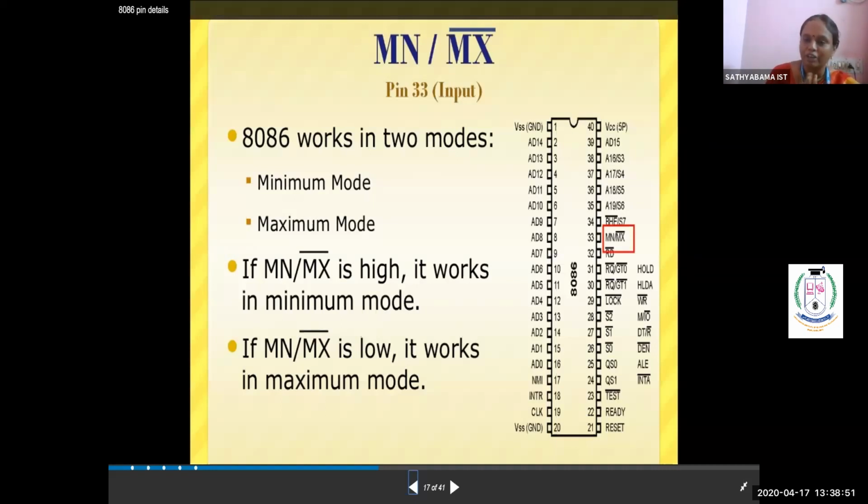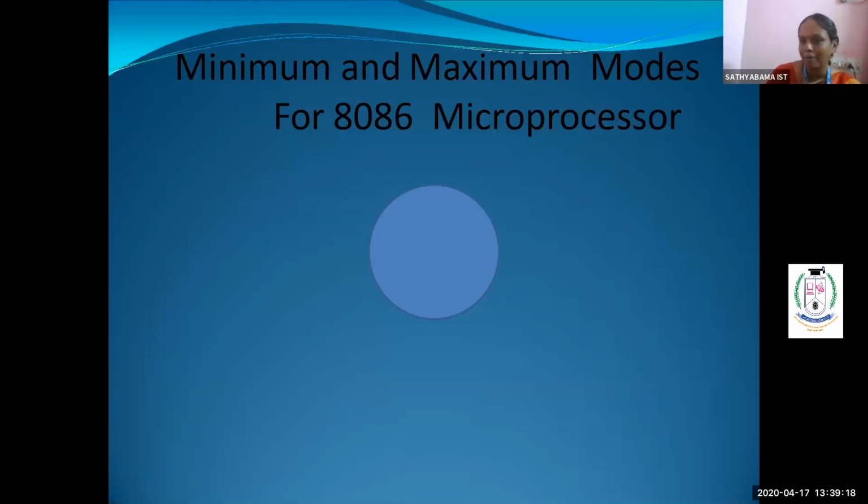So the 32 pins do common functions, and the 8 pins depend on this pin, whether it goes to minimum mode or maximum mode. You can see from the 24th to the 31st pin, they have given 2 options, minimum or maximum mode, depending upon the 33rd pin. Don't try to remember the pin numbers; just study them in a group, then it is easy for you to explain. Okay, next, minimum and maximum mode.